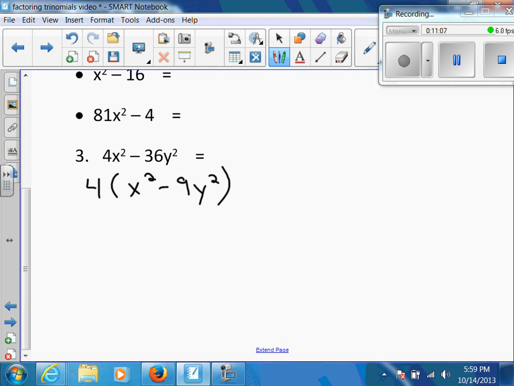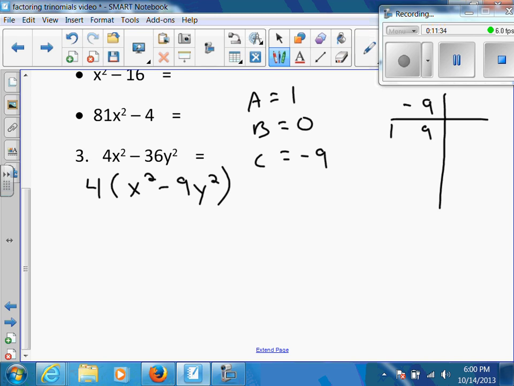So I would like to identify A, B, and C. A is 1, B is 0, and C, don't worry about the y squared, just negative 9. Now I need to make a table. A times C is 1 times negative 9, so I got negative 9. So it should be a whole lot shorter than the last one since my number's a whole lot smaller. 2 doesn't work. 3 works. And now I'm going to add them. I got 0.